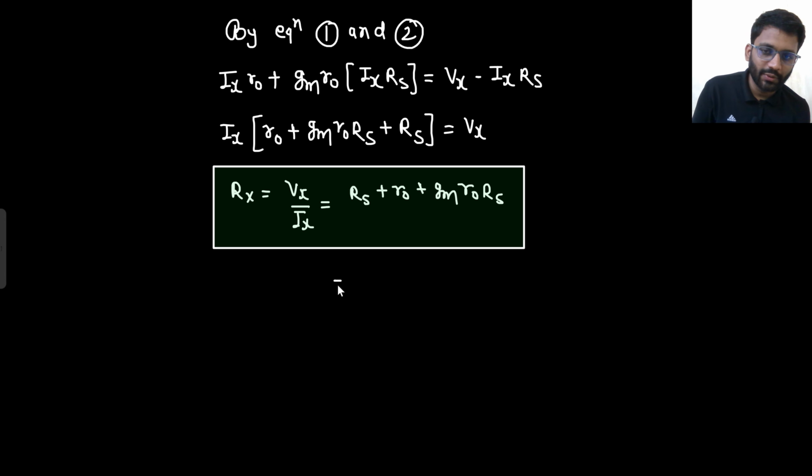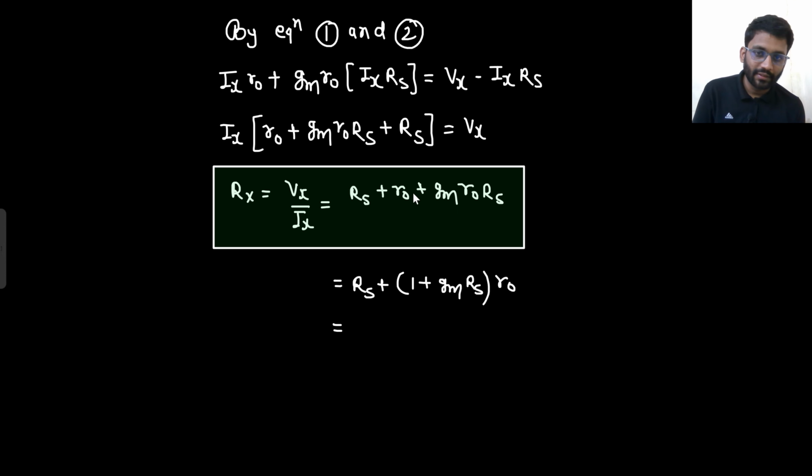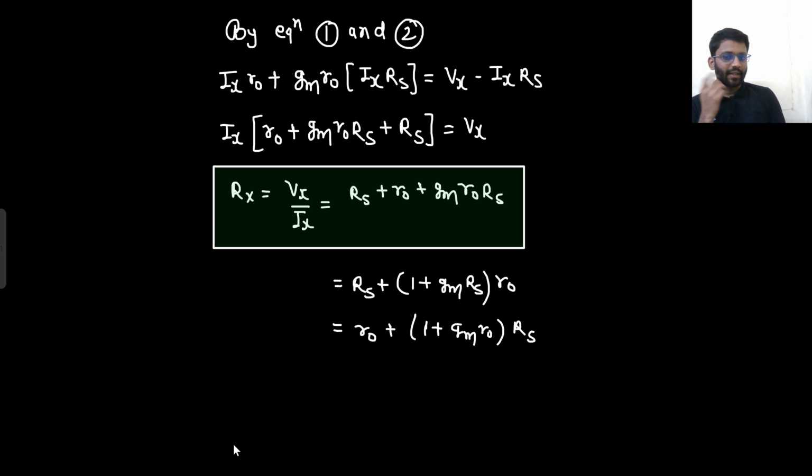So what else can you write? You can write it like this. Rs plus R0, you can take common from here, 1 plus Gm Rs into R0. Or what you can write? This R0 you can keep as it is, plus from Rs common you can take, 1 plus Gm R0 Rs. Right? Are you understanding this point?